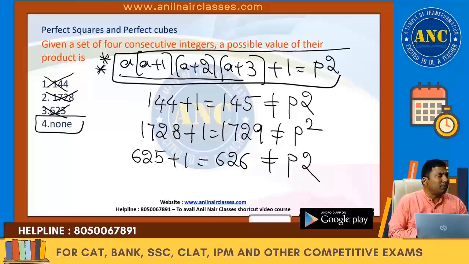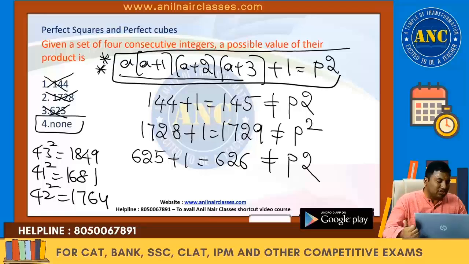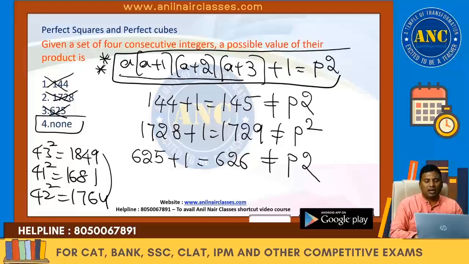1729 will be, suppose for example, 43 square, which is 1849. 41 square, which is 1681. 42 square, which is nothing but 1764. So this value is oscillating between 42 and 43. Anyway, 625 is a perfect square. 626 is not a perfect square.